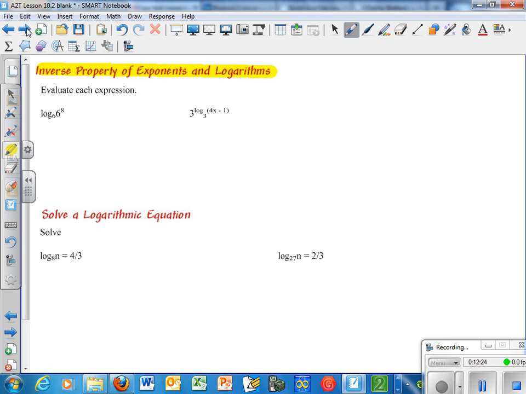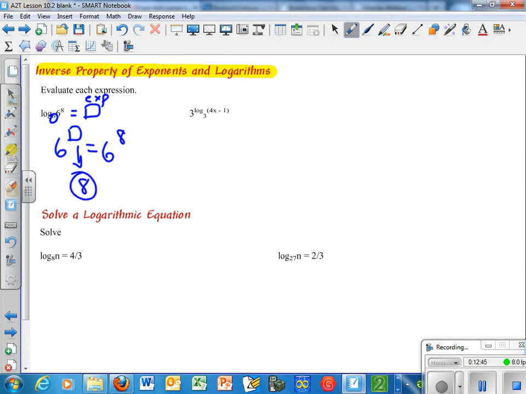Let's look at this using the empty box that I just did. I would say 6, this base, to this exponent. 6 to what power is equal to 6 to the 8th? Well, if you think about what has to go in the empty box there, it's got to be an 8. So the answer here is 8.